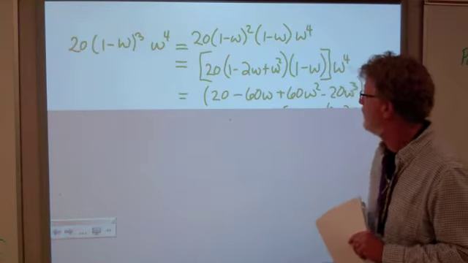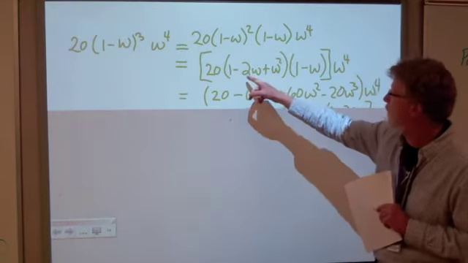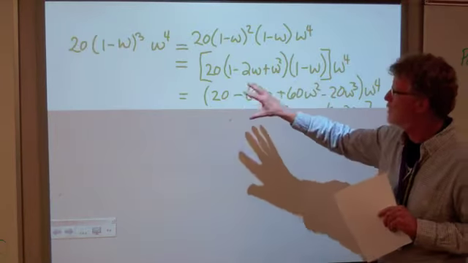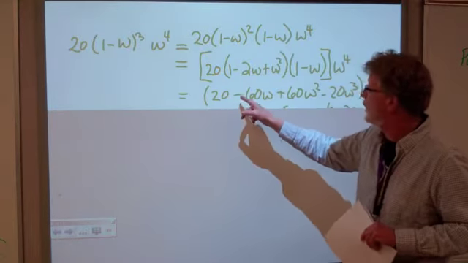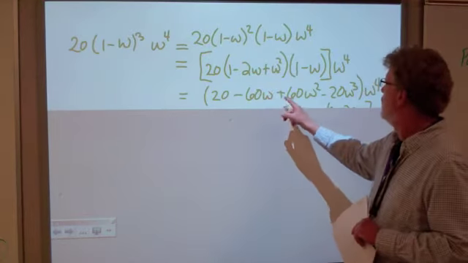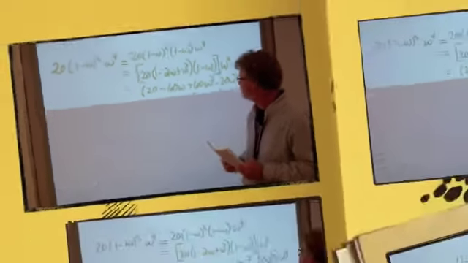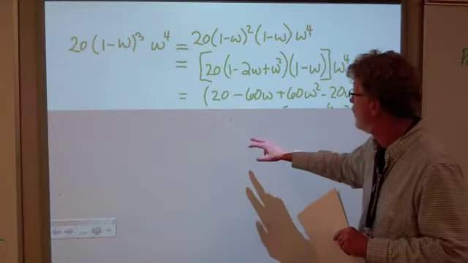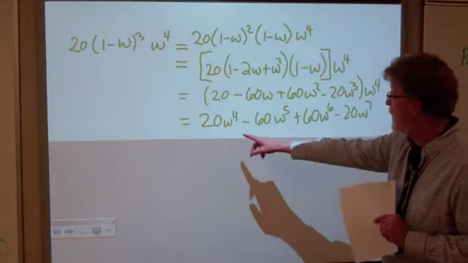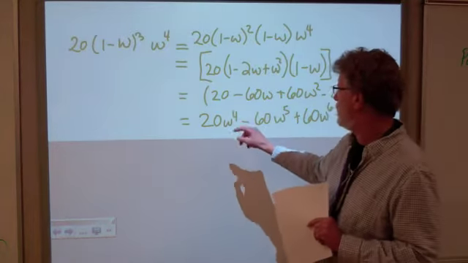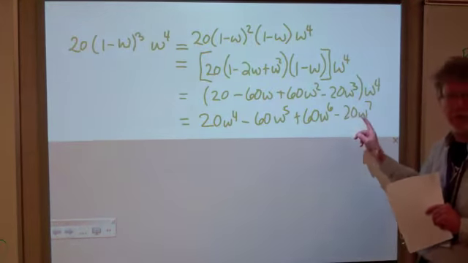And we get 20. I have combined steps. Sorry, I went ahead and multiplied this times this, and then multiplied all of that by 20. I apologize, you can figure that step out, I believe. That leaves us with 20 minus 60w plus 60w squared minus 20w cubed, and then times w to the 4th. Then when we multiply by w to the 4th, we get 20w to the 4th minus 60w to the 5th plus 60w to the 6th minus 20w to the 7th.